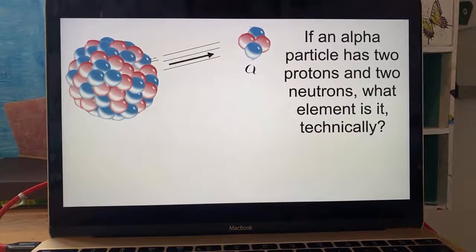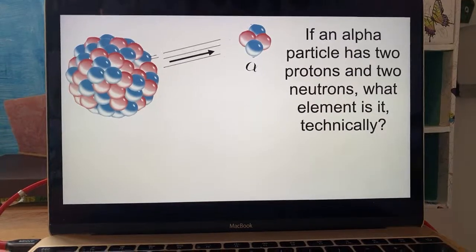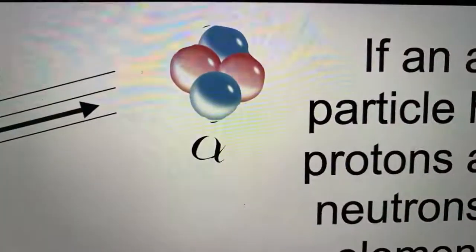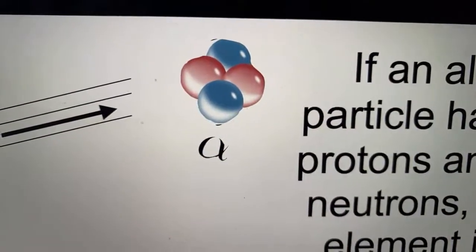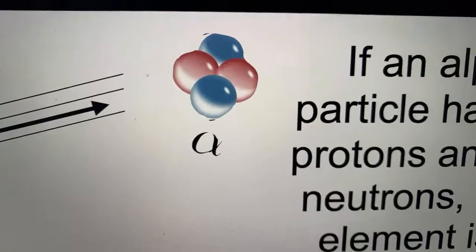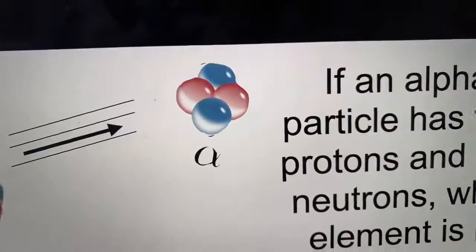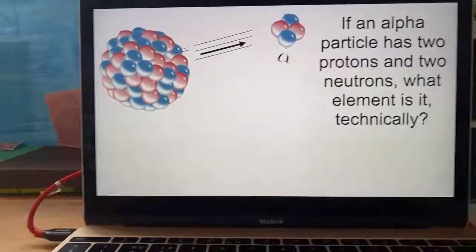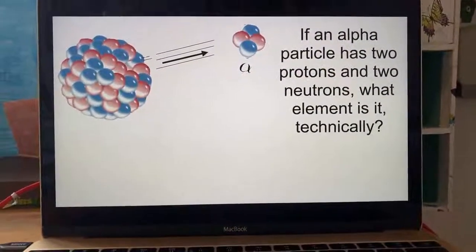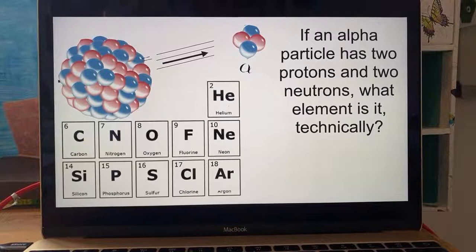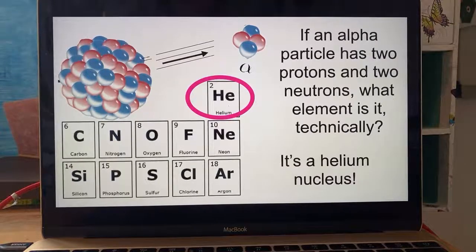If an alpha particle has 2 protons and 2 neutrons, what element is it, technically? Just this little alpha particle here, flying quickly through the air. What element is it? It's made of 2 protons and 2 neutrons. I'm saying atom, I should say nucleus really, shouldn't I? It's not got any electrons whizzing around it, but it's the nucleus of a certain atom. It's helium. You could call it a helium nucleus. It's just another word for an alpha particle because it's got 2 protons, so it must be helium.